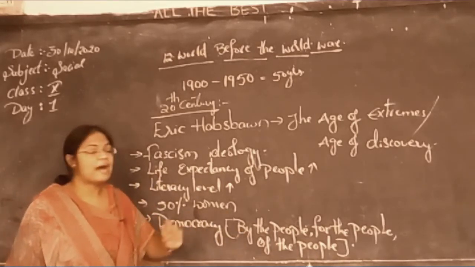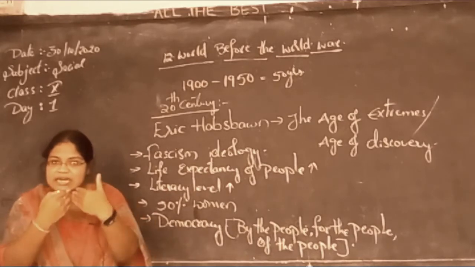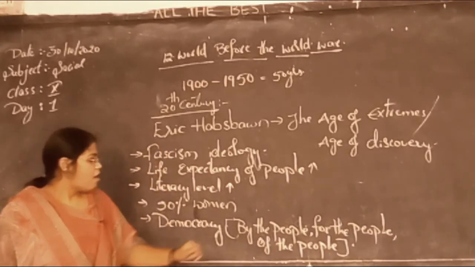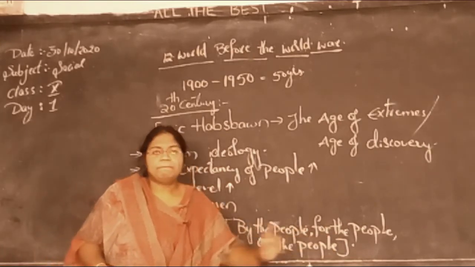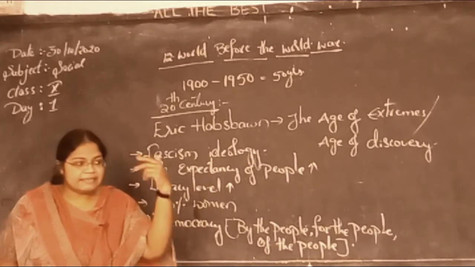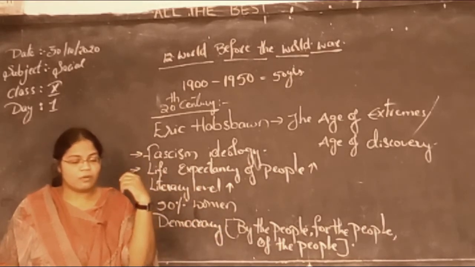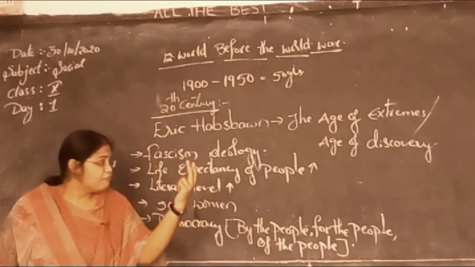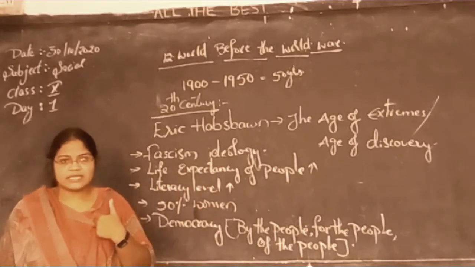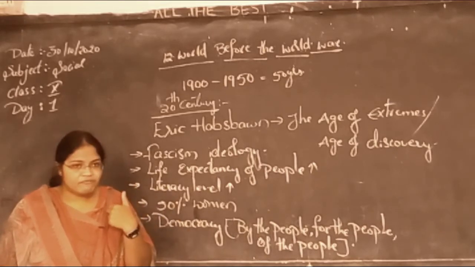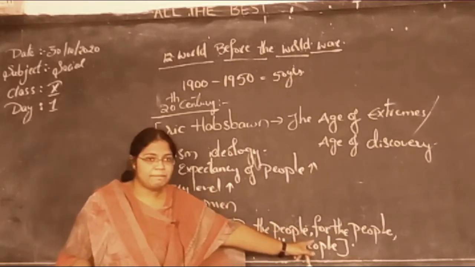That means by the people. We will select our representative by giving votes. After that, for the people. That representative for whom we are giving the votes will work for us. He or she, they will work for us. It means for the people.